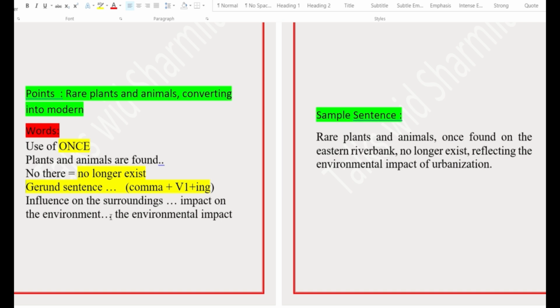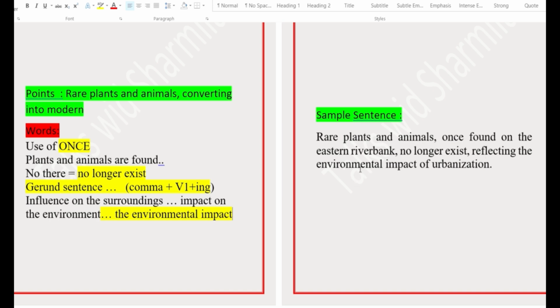Rare plants and animals, comma, once found on the eastern riverside, comma, no longer exist, comma, reflecting the environmental impact of urbanization. Instead of using the word "modern," we are using the word "urbanization." This is a double inversion type of sentence, children. Double comma usage.